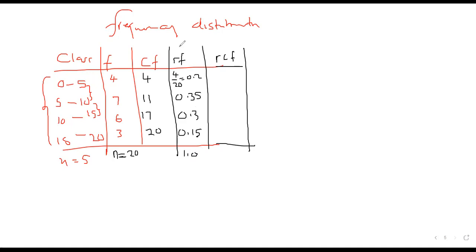Now, this relative frequency is also called the probability of X sometimes. It's the same thing. Then, like we did on the other side, we add on. The 0.2 comes here, we add to this, we get 0.55. The 0.55, we add the 0.3, we get 0.85. 0.85, we add 0.15, we get 1.0. This 1.0 is the same as this. So this is what we call the frequency distribution table.